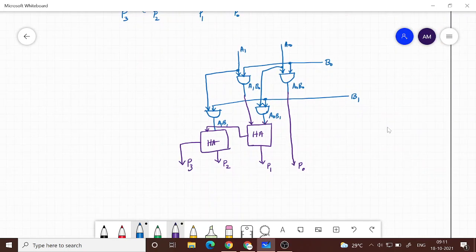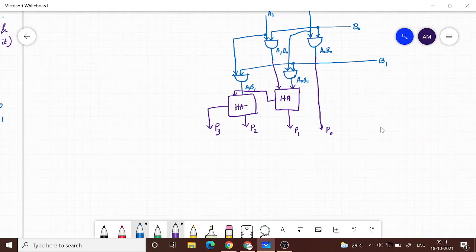If there is any doubt you can ask, and I will give you a homework. Implement a 3-bit multiplier in a similar manner. This architecture is called an array multiplier. There are various other multipliers also, but this is one of the simplest circuits. So the homework is to implement a 3-bit array multiplier.